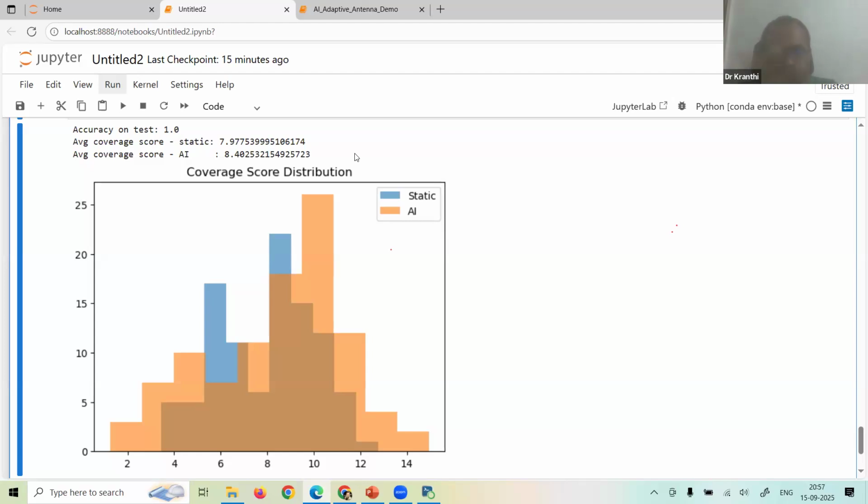We can say that. So here, this particular plot shows the distribution of coverage scores. This AI-based system outperforms static beam management, proving the value of intelligence at the wireless edge. That's what is important: the value of intelligence.